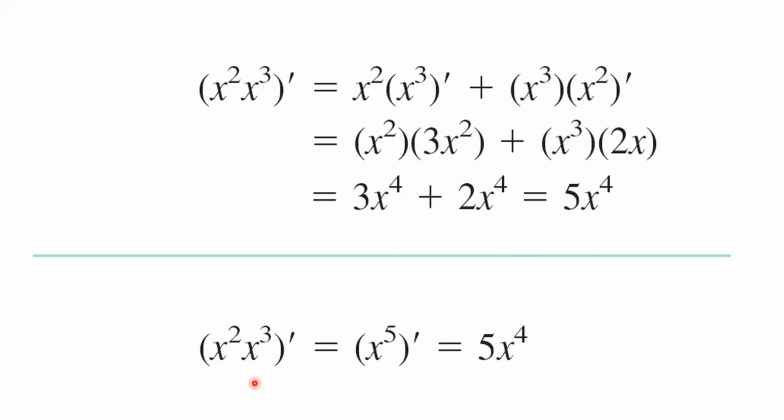On the other hand, if we are going to multiply directly the x squared and x cubed, you're going to have x to the 5, and the derivative of x to the 5 is 5x to the 4.